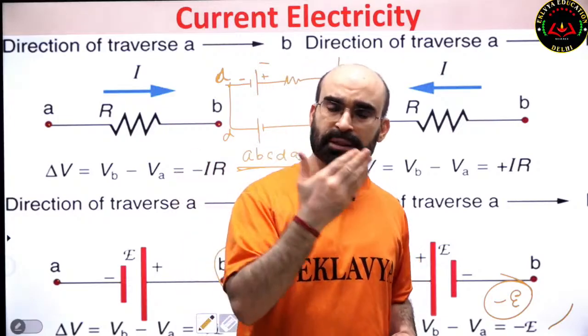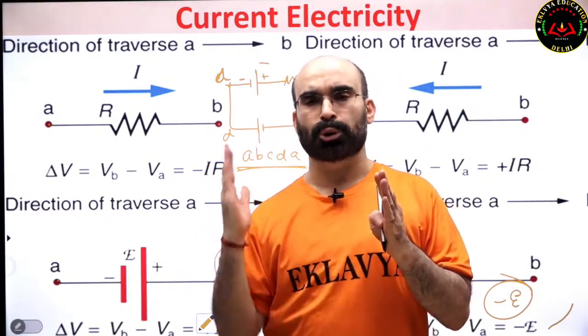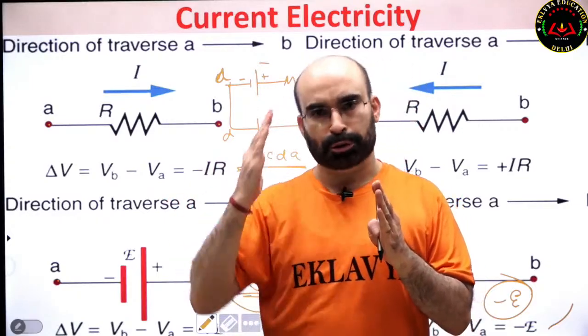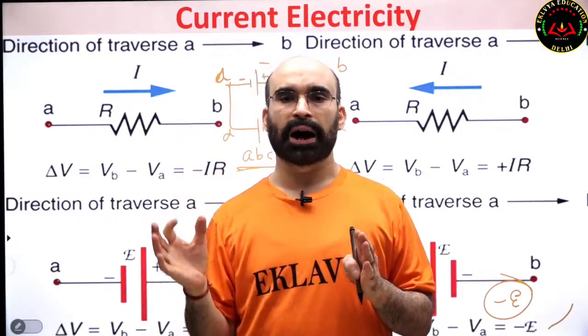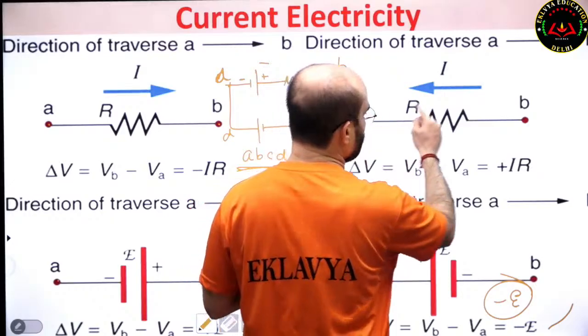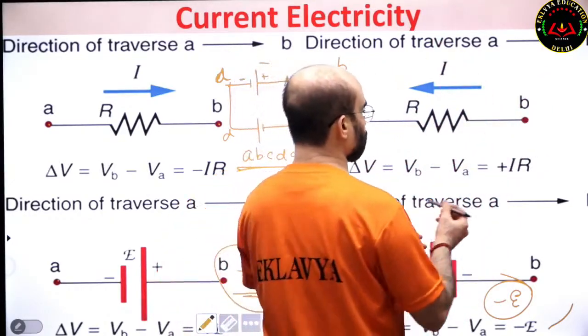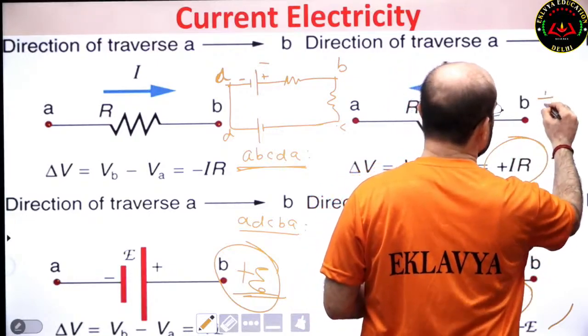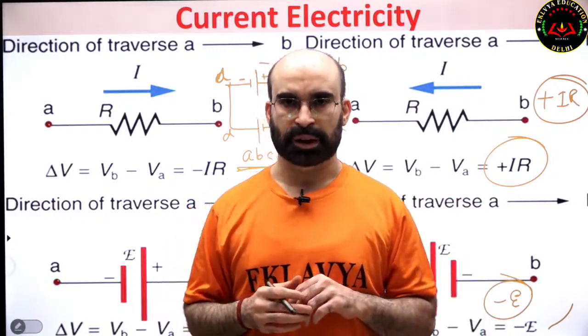If you are traversing in the direction of current, current moves from higher potential to lower potential. Potential drop is there, so you need to take it minus IR. While traversing from A to B, if you are traversing opposite to the direction of current, you need to take plus IR. This is what you need to understand.